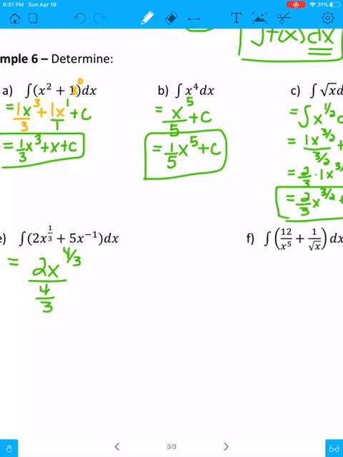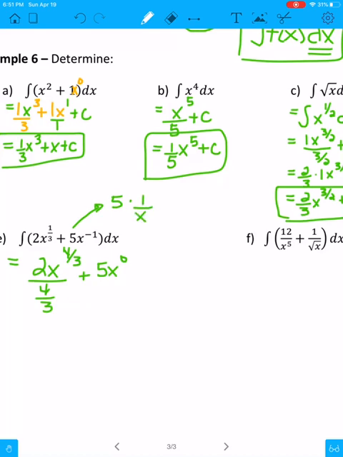Plus 5x. Add 1 to the exponent and you get a 0. Okay, the problem here is you can't have x to the 0. So this is actually the same as writing 5 times 1 over x, right?